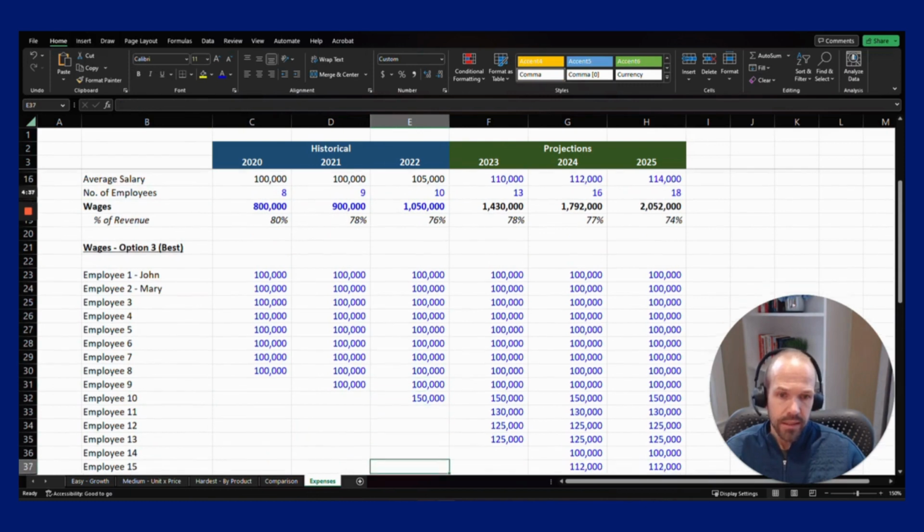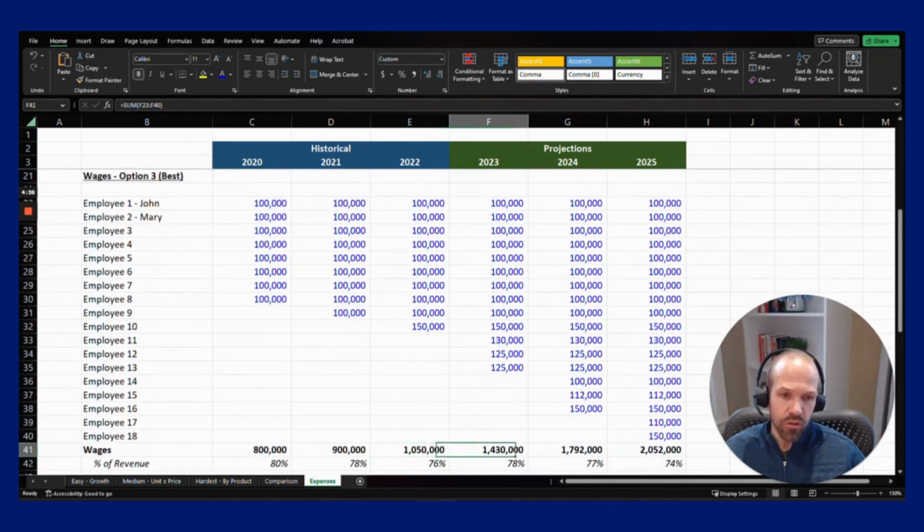And this method gives you a lot more insight. It obviously takes a lot longer to build this out, especially if you have a lot of employees. If you have hundreds of employees, that's really going to take a lot of time. But for a company of 5, 10, 15, 20, even 30 employees, this methodology makes a ton of sense, just because it gives you a lot more insights into how you're building stuff.